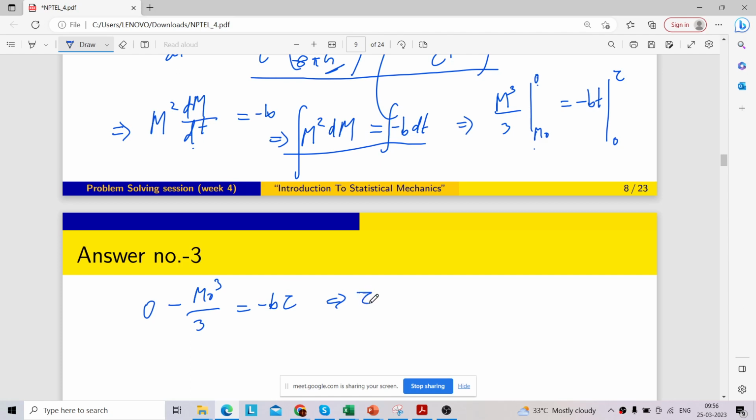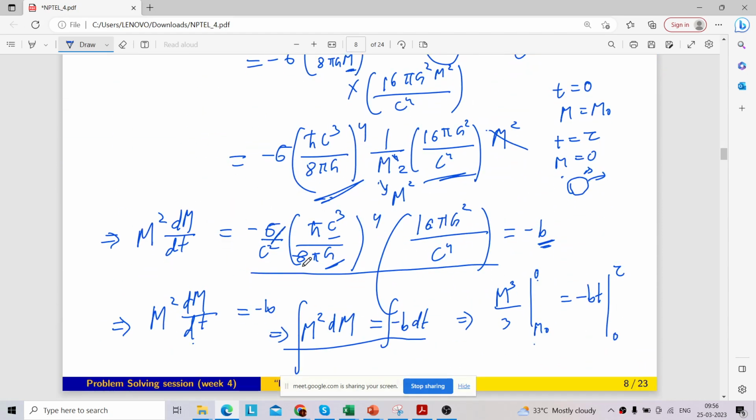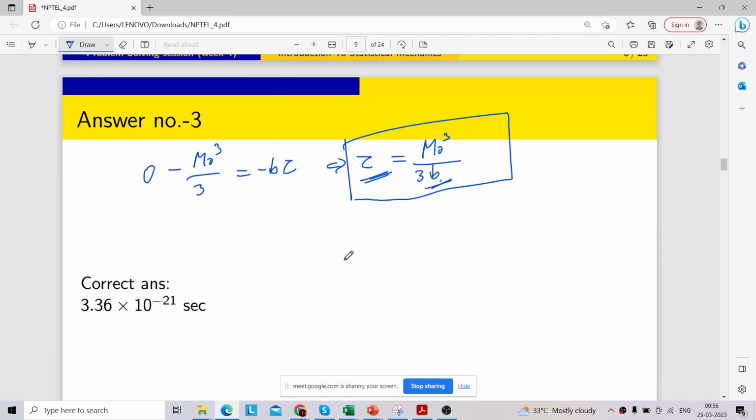So I can find the tau from here. Minus cancels from both sides, so tau will be m0 cubed divided by 3b. So the time period in which this black hole evaporates is m0 cubed by 3b. So you have to calculate just b from these fundamental constants. See, b consists of all the fundamental constants sigma, c, h cross, G. So you have to put them in and find the value of b. I am not going to do it. You can do it by yourself.